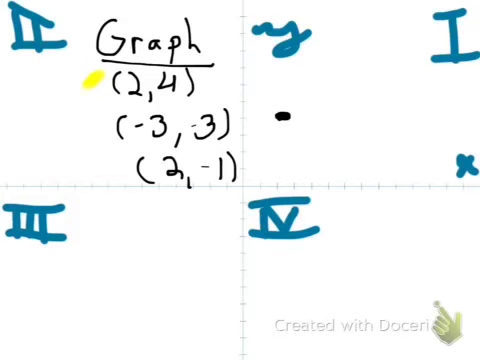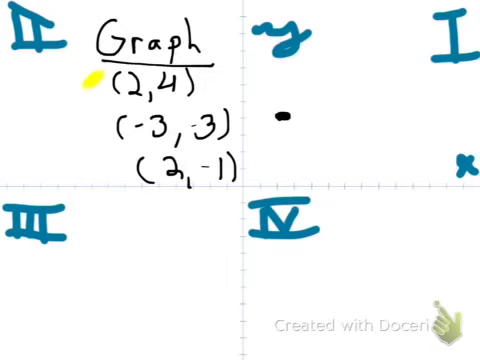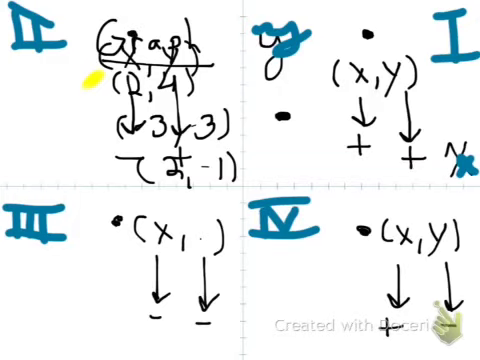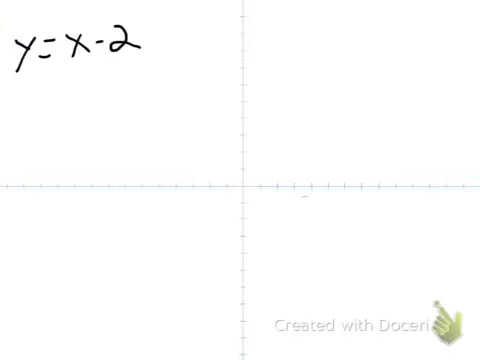That's going to be my first point, 2 comma 4. Next one is negative 3 comma negative 3. I know it needs to be to the left 3 and down 3. There's that one. Last one is 2 comma negative 1. I know it's to the right 2, down 1. So I'm going to make it right there. So you're responsible for knowing, if I give you a point, can you locate it on the coordinate grid?